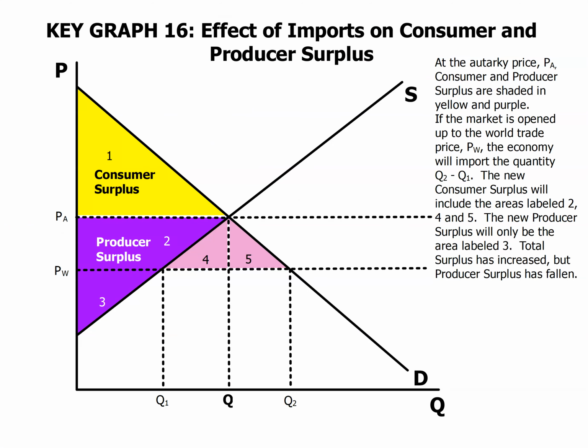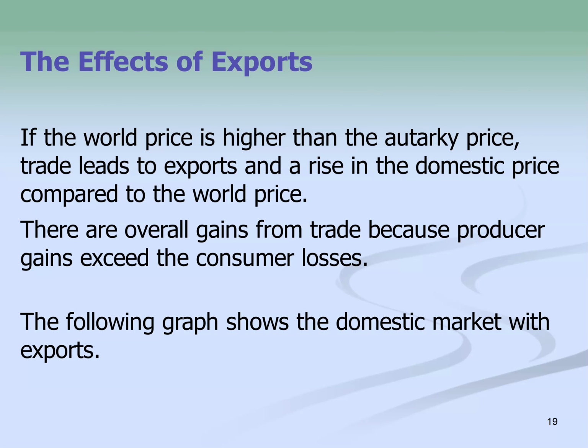So that leads to the next key graph, which essentially is looking at this idea of autarky and consumer surplus, but then a world price beneath the autarky price, which is kind of the model we just saw. So producer surplus shrinking to just number 3, consumer surplus increasing to 1, 2, 4, and 5. And again, if you need to stop that to take a closer look, please feel free as we keep moving in these. We have more graphs to cover. Okay, so the effect of exports then.